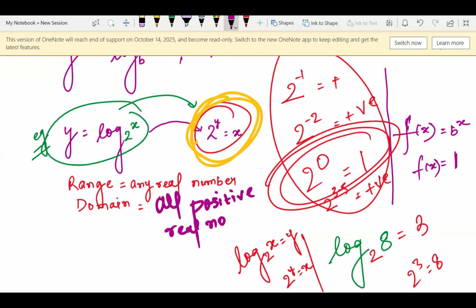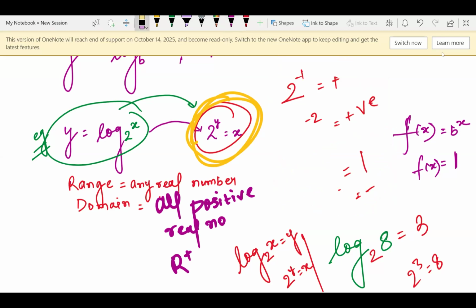Because no matter what will be in the power of 2, whatever will be y, x will never ever be negative. Making sense, Miraj? Yes. Okay, so domain will be all positive real numbers, and range will be all real numbers. Clear? Yes.